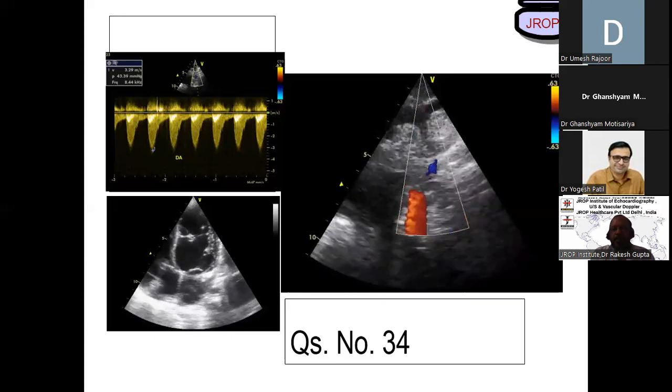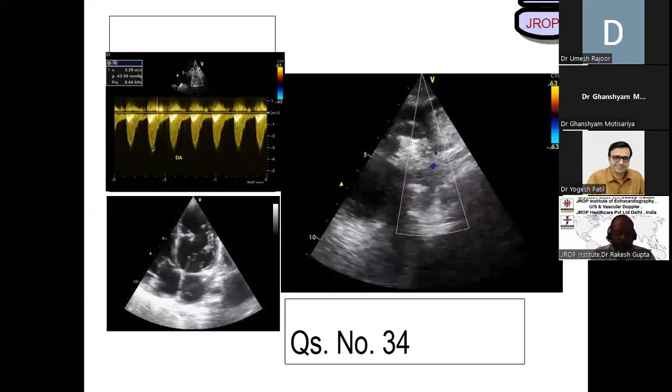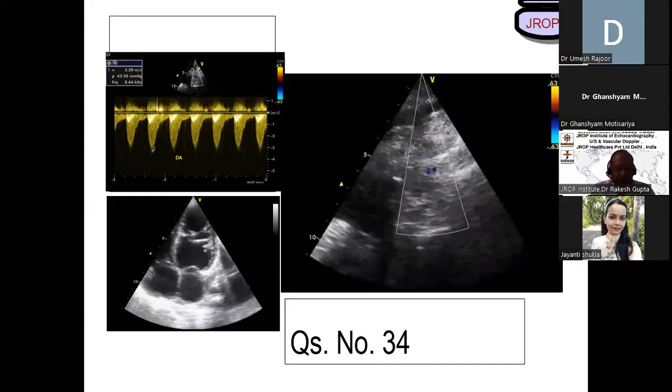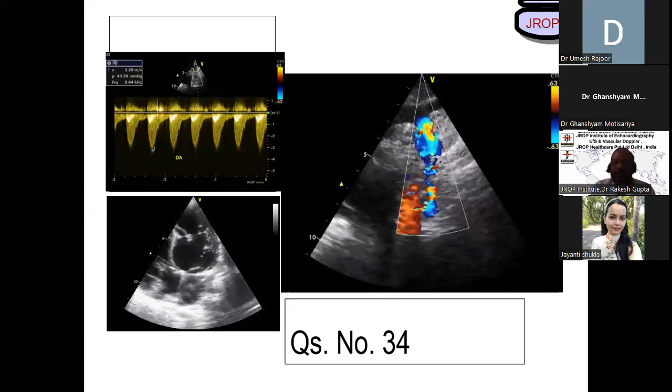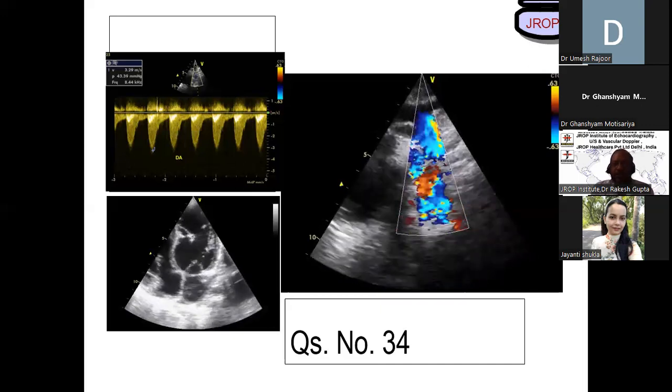No, I don't get it. Dr. Umesh Raju, I gave you 1 point, coarctation of aorta, Ghansham, extra. Post-ductal coarctation of aorta. Coarctation of aorta is there. What else? Put these 3 pictures together.